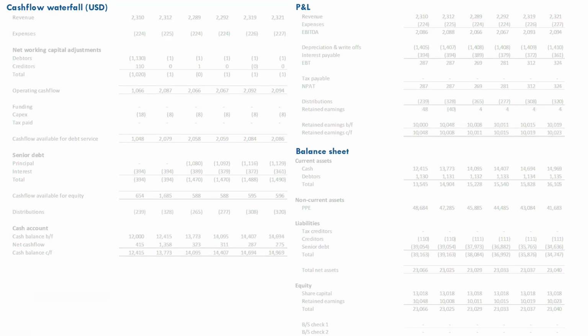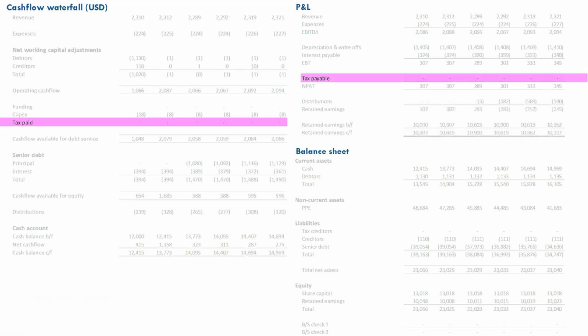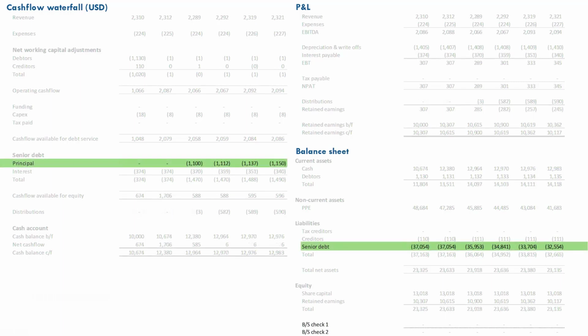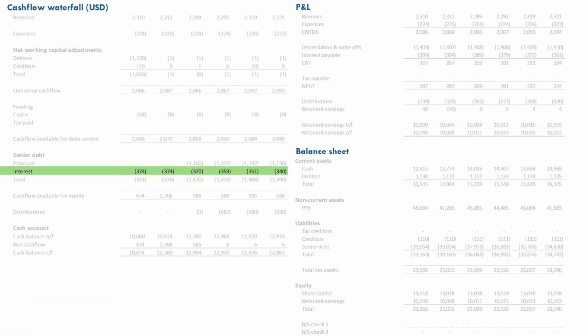Looking at tax, if you have deferred tax assets or liabilities, it's a bit more complicated. But here, we've simplified things by using tax payable instead of tax expense. Tax paid is a cash item, tax payable sits on the P&L, and tax creditors is the balancing item between them. Lastly, connected are your senior debt, balance sheet, and principal repayments, cash flow waterfall. And then separately, your interest, cash flow waterfall, and interest on the P&L.